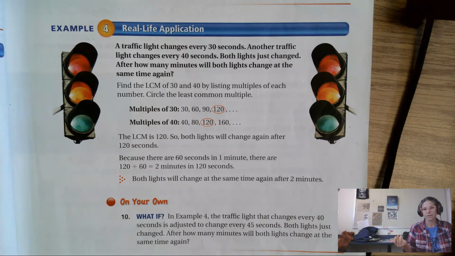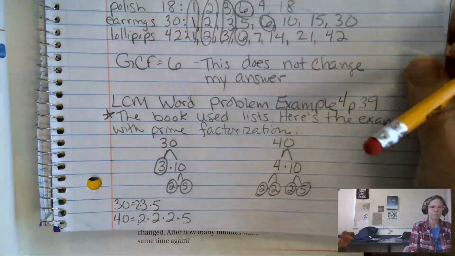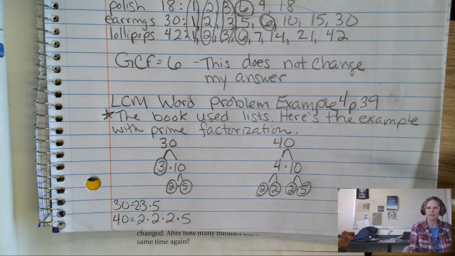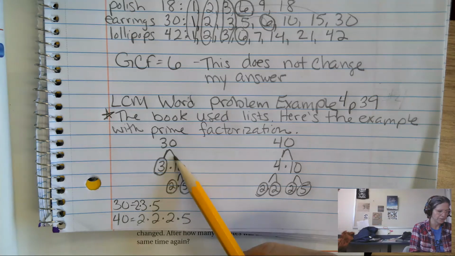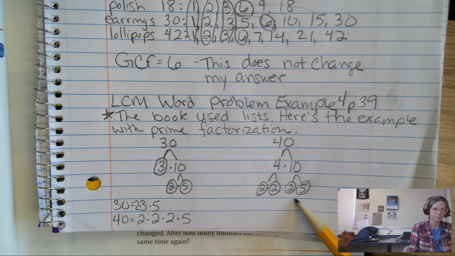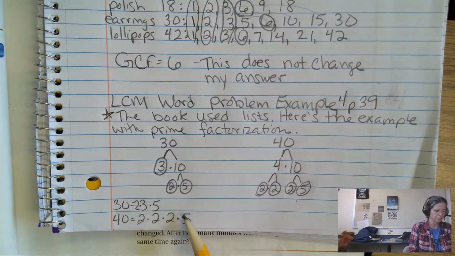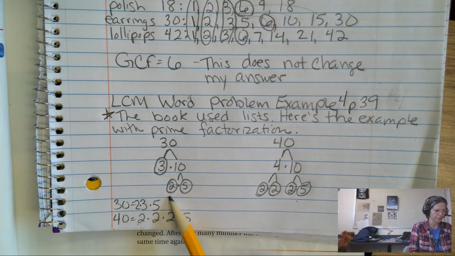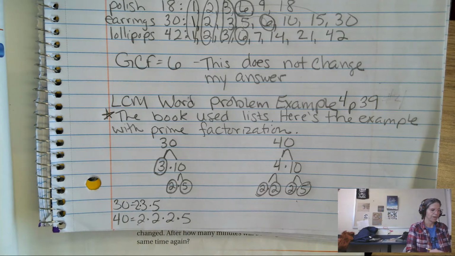Now I also did the same problem using prime factorization. I know some of you like that, so I switched it around. The book uses lists. I'm going to use prime factorization here for an extra example. So remember, you find the prime factorization of both of your numbers. I write them back down. 2, 3, and 5 are my prime factorization of 30. 40, it's 2 times 2 times 2 times 5. And then you find all the factors that appear and use them wherever they show up the most.